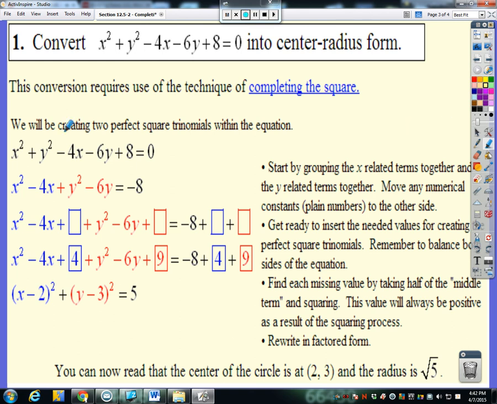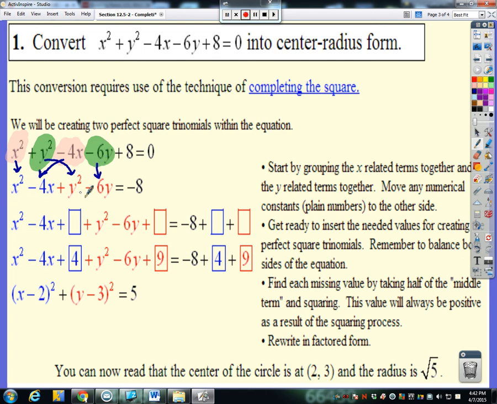So notice there's an x squared term and there's a minus 4x term. I took both of those things and put them back to back, so they're clustered together with each other. And then I took all the y terms. There's a y squared term and there's a minus 6y, and I clustered those terms together.